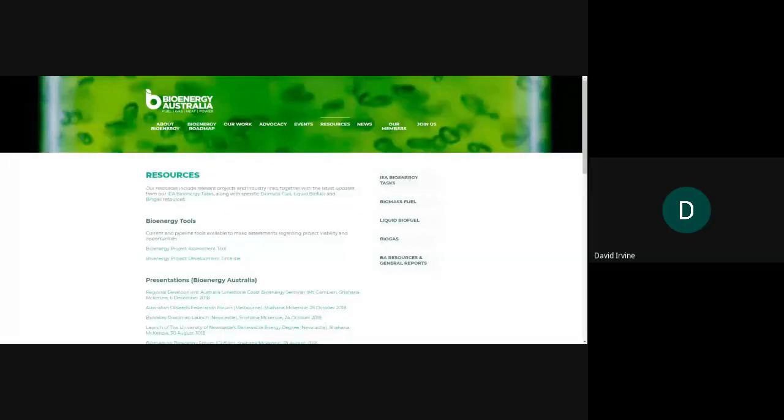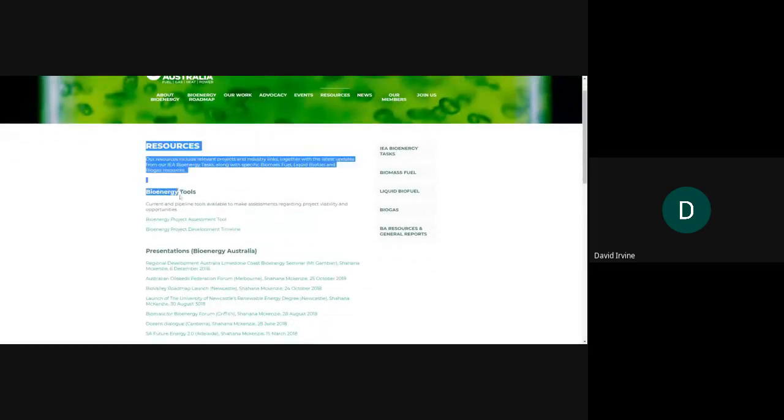Before we actually kick off and talk to each of the tools that Lisa mentioned, I just wanted to make sure everyone was actually aware of these on the Bioenergy Australia website. So I just wanted to pull that up quickly first and foremost. Very simply, if you type in Bioenergy Australia resources into whatever browser you use, you'll come to this screen that I hope you can all see. And if you look at bioenergy tools here, you'll see that the project assessment tool and project development timeline, which I'll talk to today, are free and readily available.